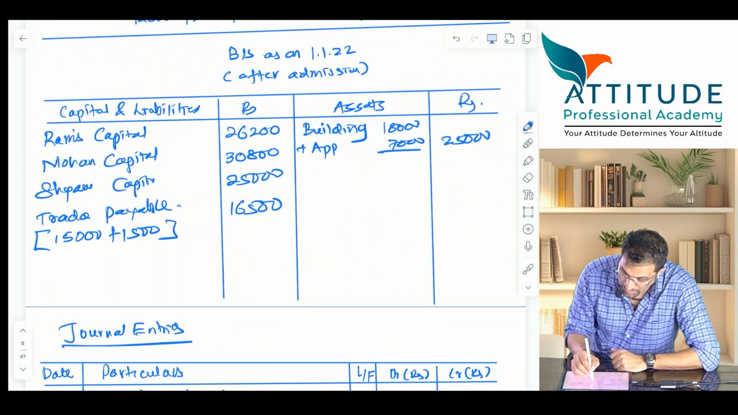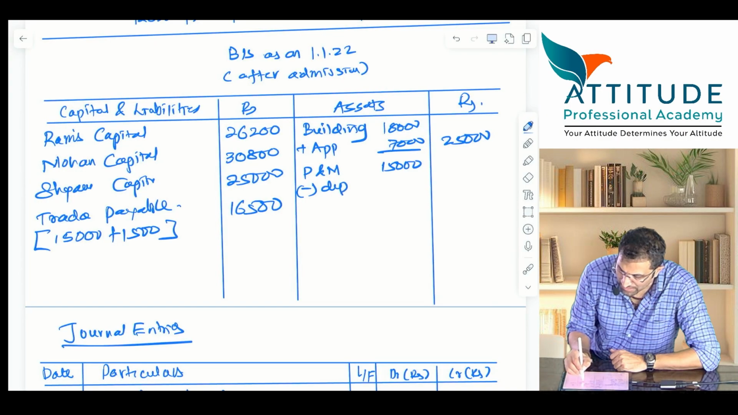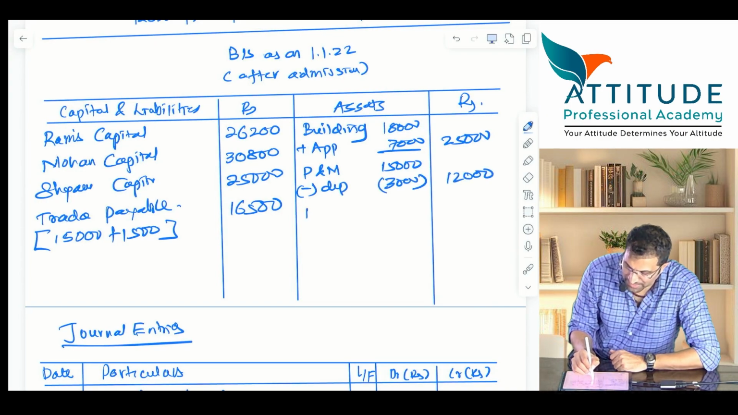Plant and machinery, how much is old? 15. Less depreciation, how much? 3. Outer column 12. I think inventory is the same. Inventory has no changes, 12,000.